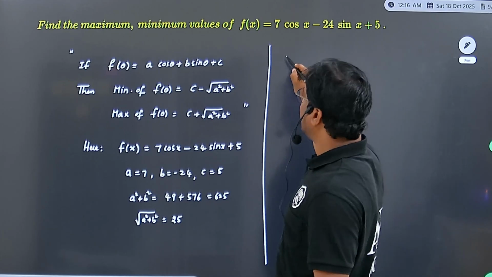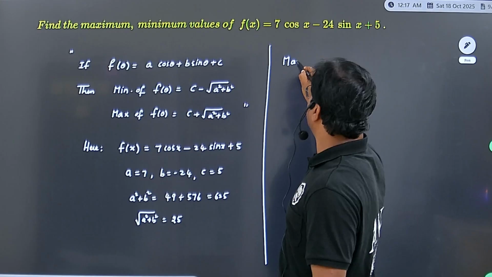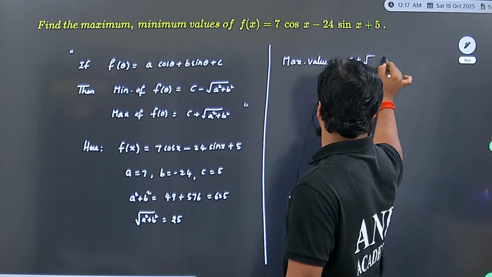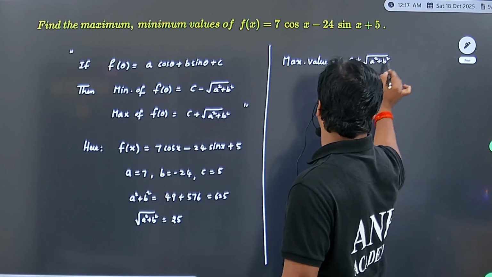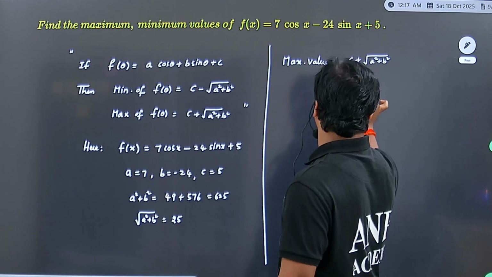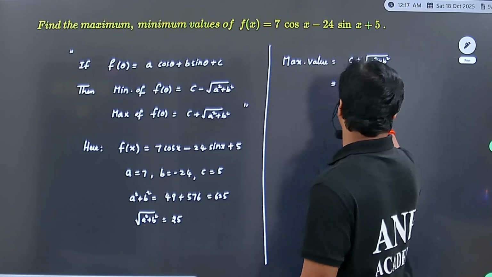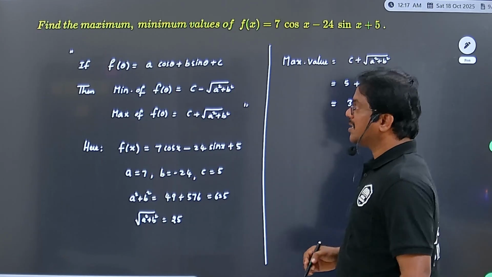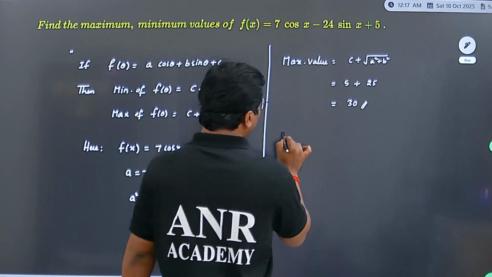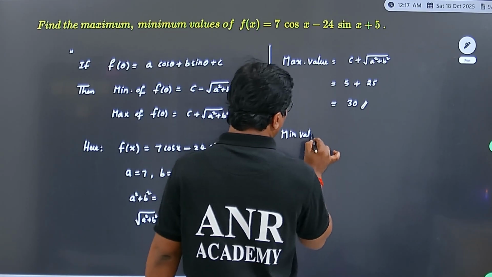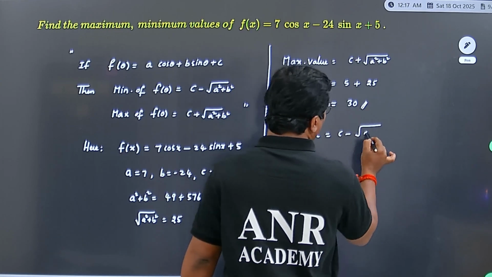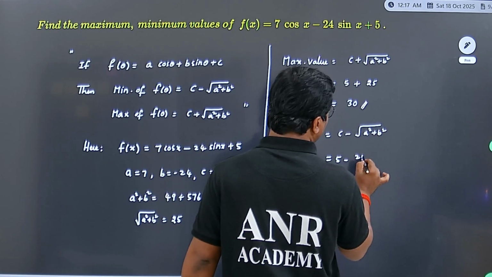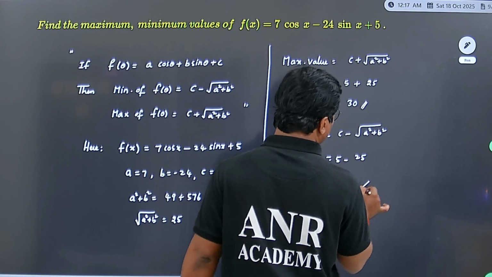Now maxima and minima. Maximum value I am going to write. Maximum value formula: c plus root over a square plus b square. The value of c is 5, plus root over a square plus b square is 25, and hence maximum value is 30. Next, minimum value. Minimum value formula: c minus root over a square plus b square. C value 5, root over a square plus b square value 25, and hence minus 20 is the answer.